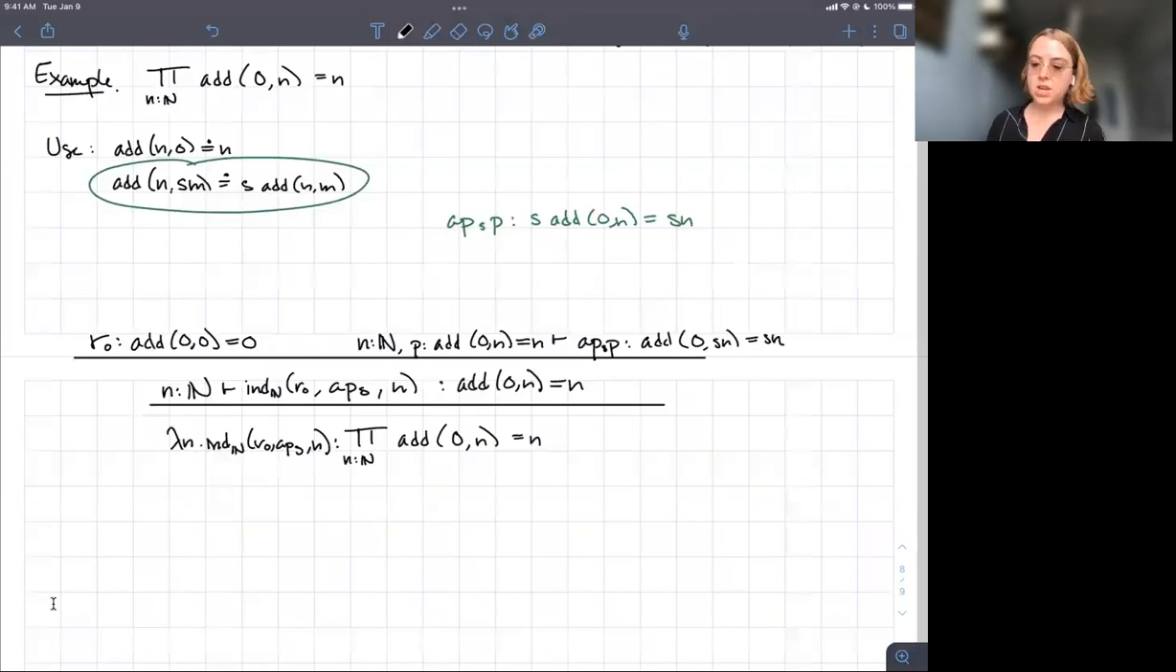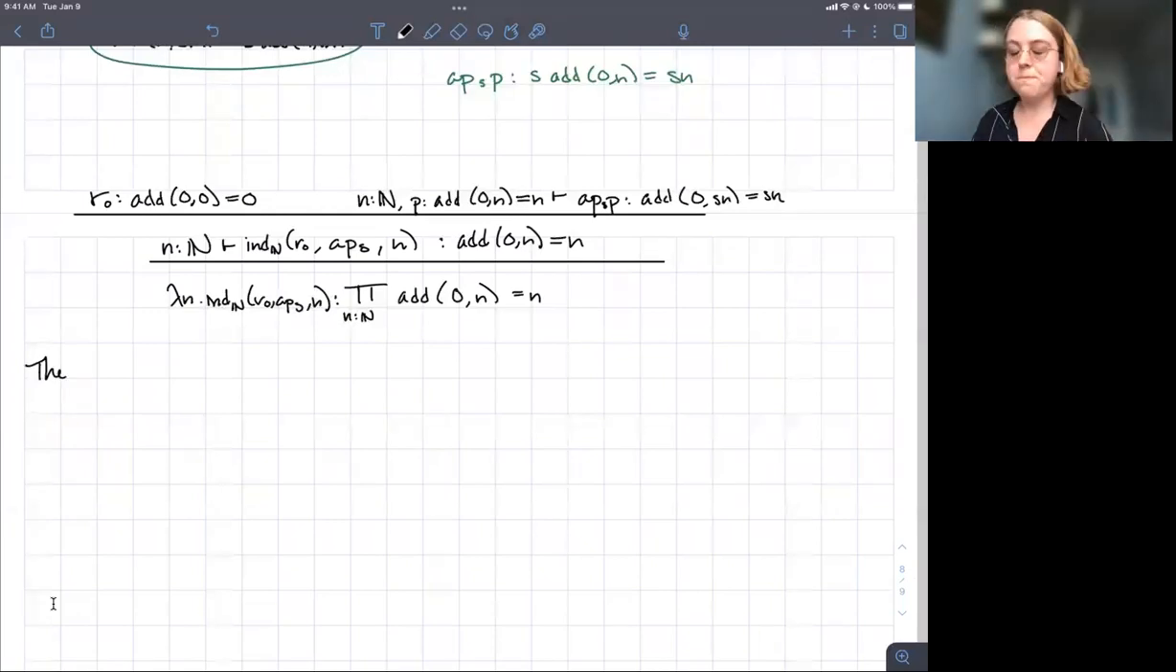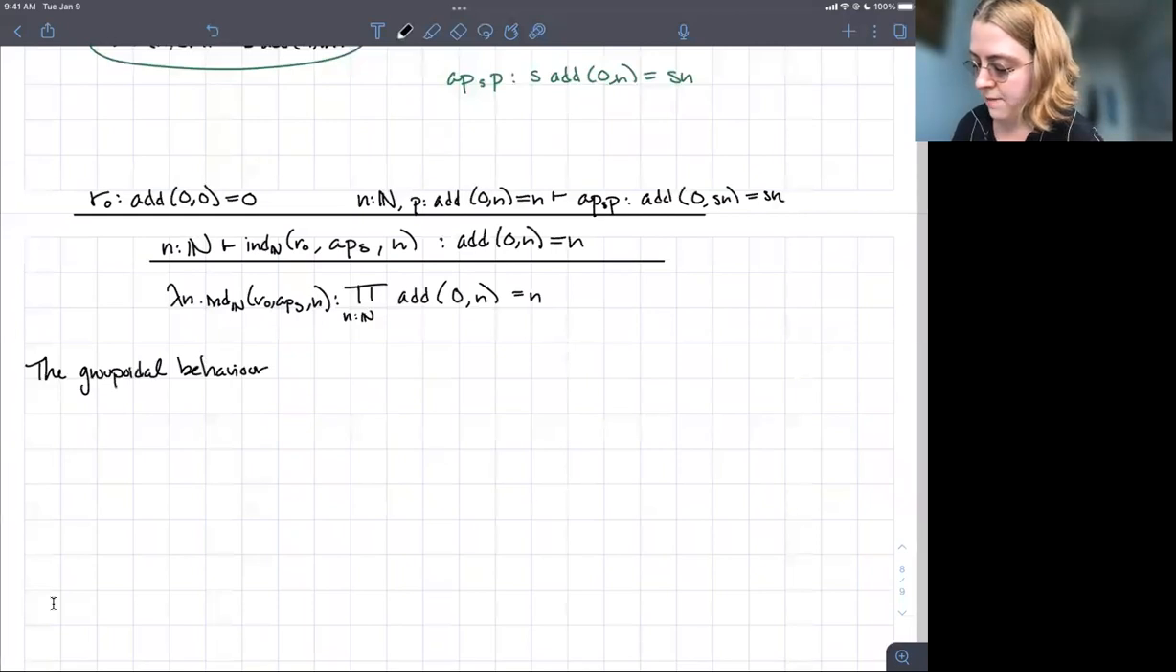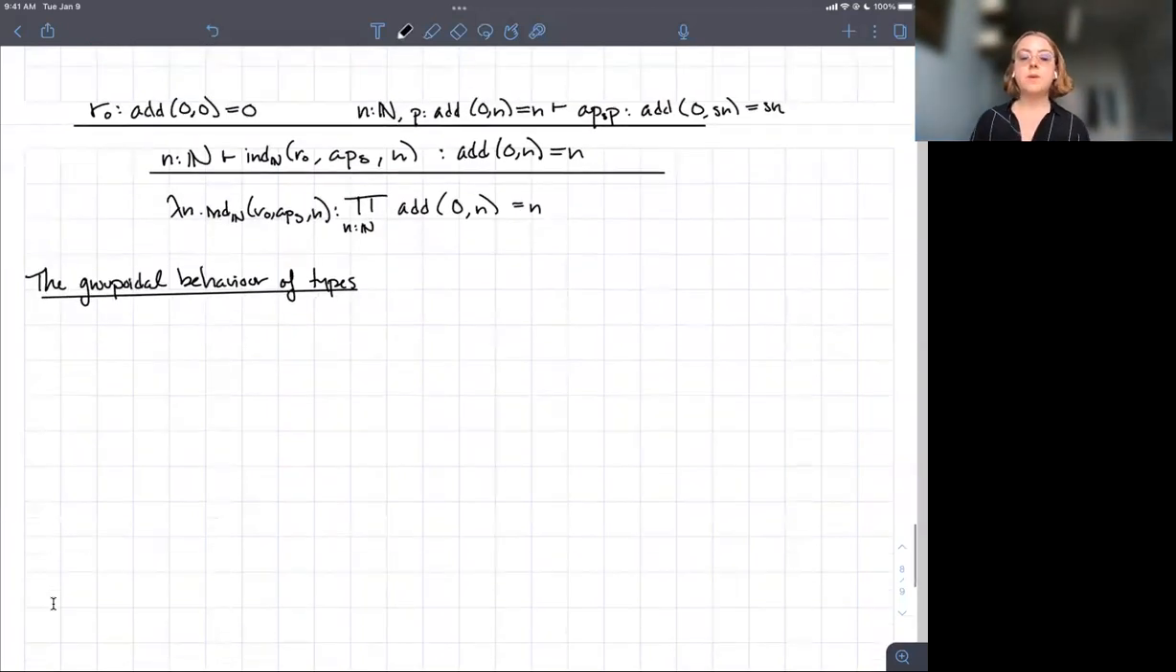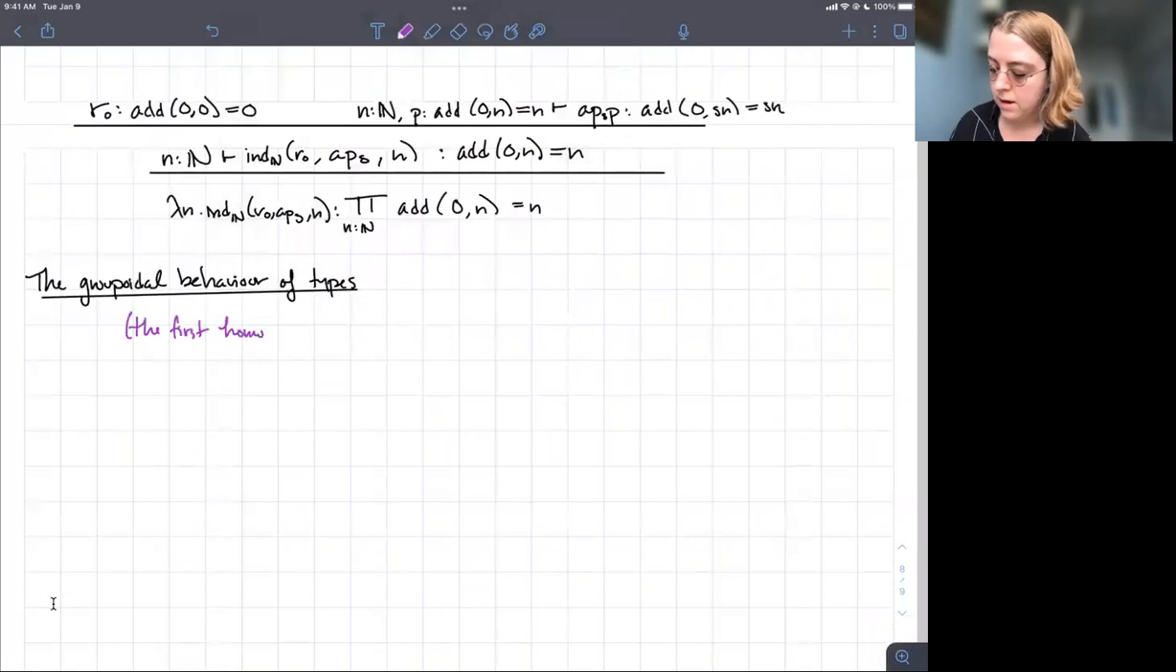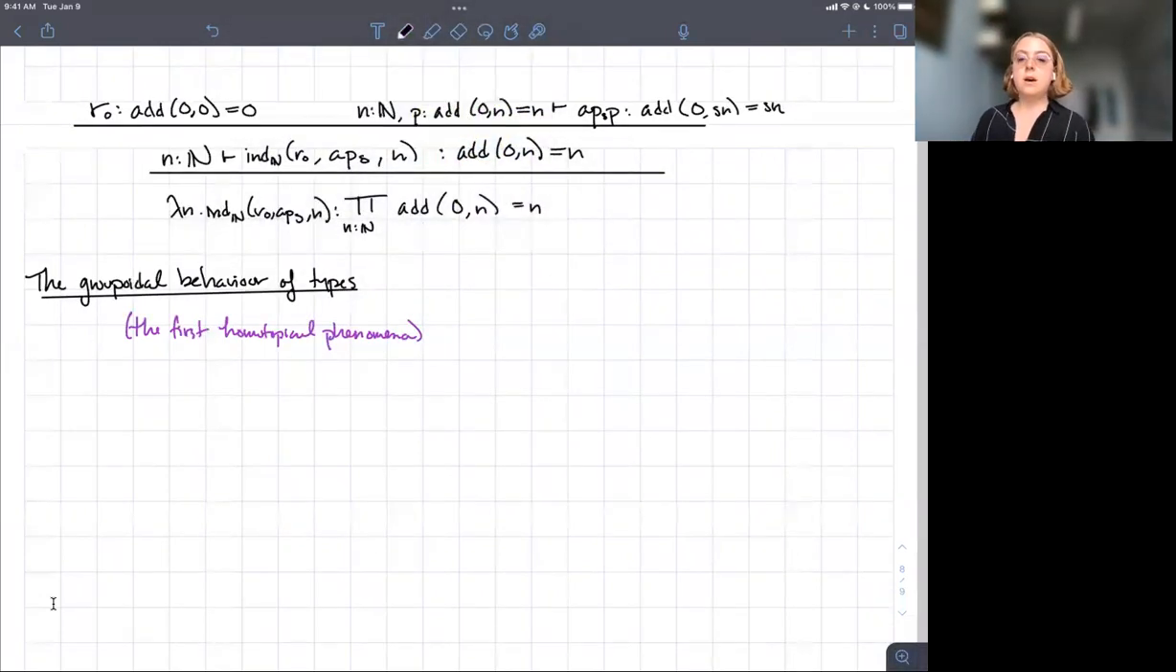Okay, so let's take a break from computation and talk a little bit about maybe some real first glimpse at homotopy theory in this theory. So let's call this the groupoidal behavior of types. Okay, so let me write here the first homotopical phenomena. Okay, so we've already thought about types as sets. So we can maybe kind of think about geometrically as a collection of points. But now we have this notion of identity or equality that I've already been calling paths and homotopies.